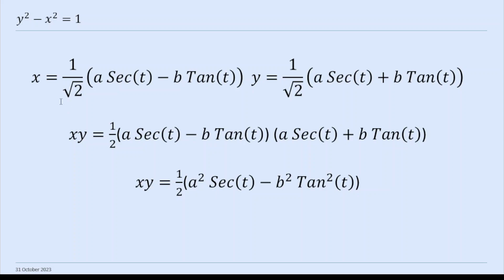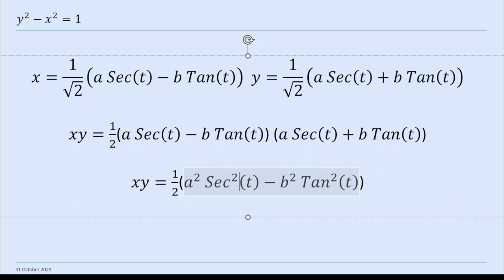So what we got then is the parametric expression of the rotated curve. x equals 1 over root 2 times (a sec t minus b tan t), and then y equals another similar expression. Now, in a stroke of genius, we're going to multiply these two together. 1 over root 2 times 1 over root 2 is a half. Then you've got a difference of two squares, so this times this gives us a squared sec squared t minus b squared tan squared t. That's what xy equals.